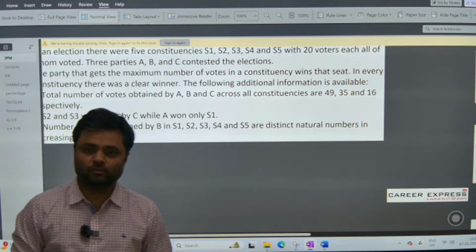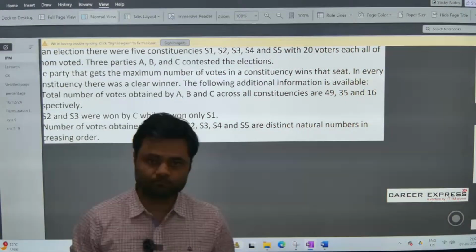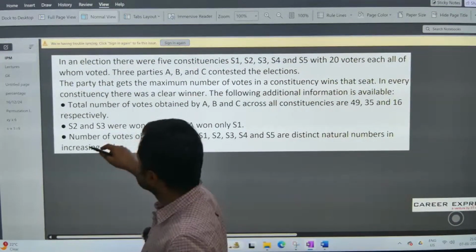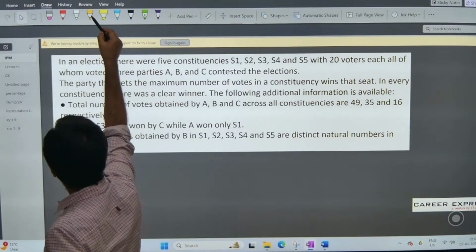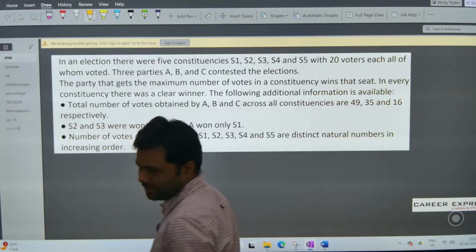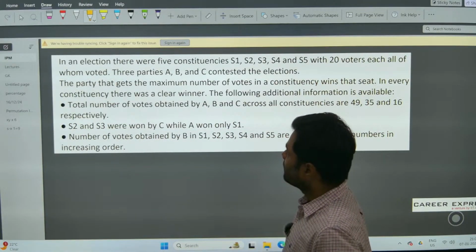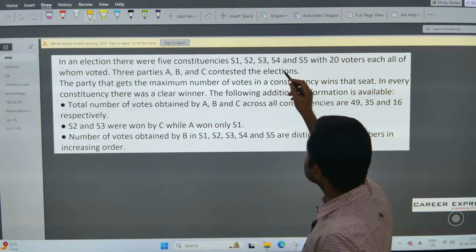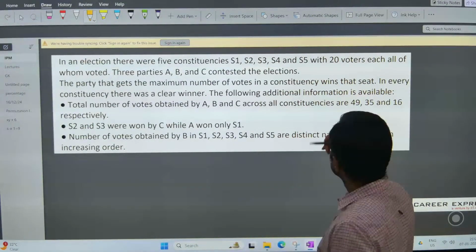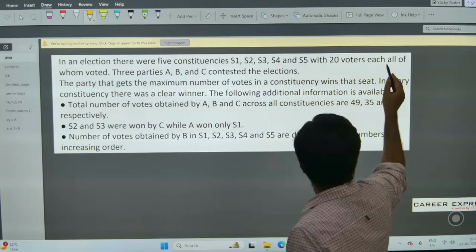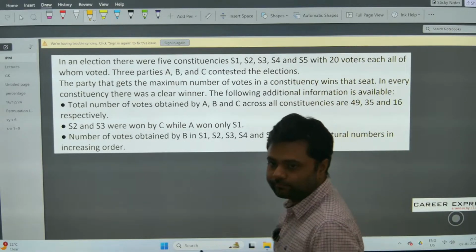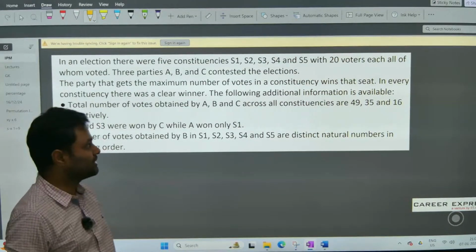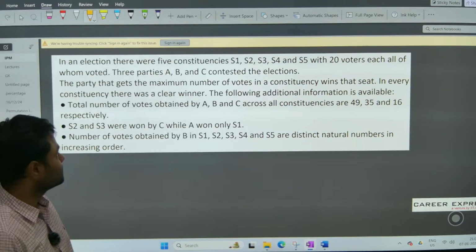So this is a question from IPMAT Indore 2024 paper, QA section. And here we have a set of 5 questions. It says, in an election, there were 5 constituencies, S1, S2, S3, S4 and S5, with 20 voters each, all of whom voted. So there are basically 20 votes in every constituency and there are total 5 such constituencies.